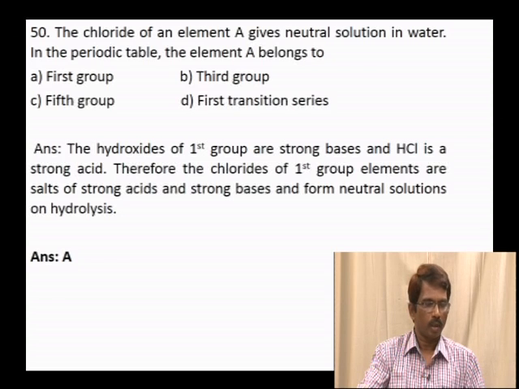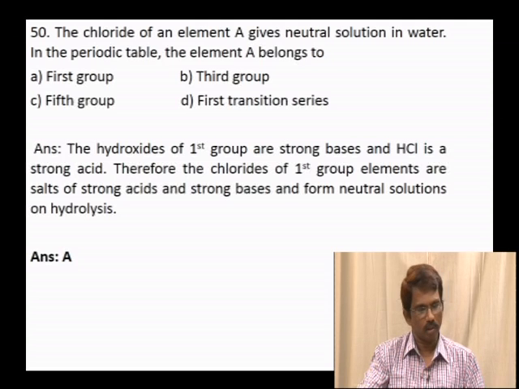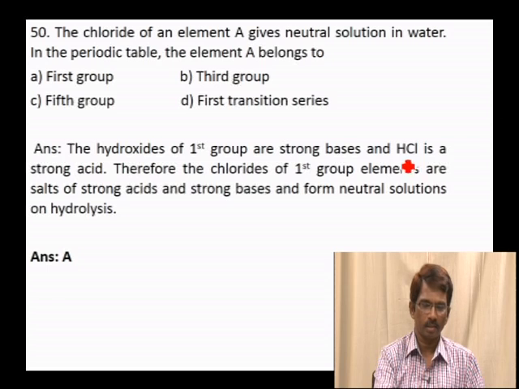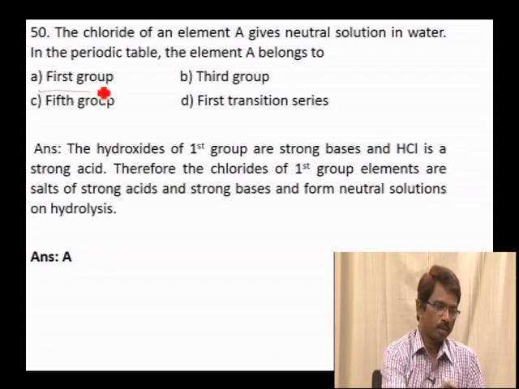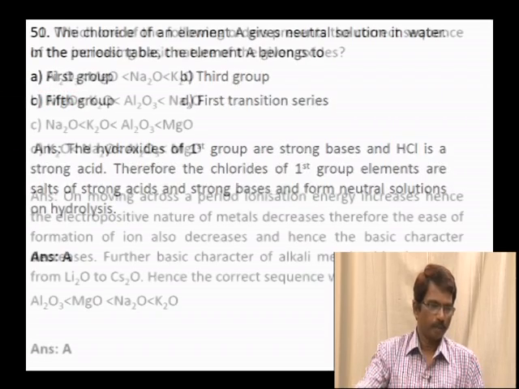the chloride of an alkali metal in solution undergoes hydrolysis, producing a strong base, that is alkali metal hydroxide, and HCl, which is a strong acid. Since you get a strong acid and a strong base in solution, it will be neutral, and therefore the chlorides of first group elements are the salts of strong acids and strong bases and produce neutral solutions on hydrolysis, and obviously the correct answer is option A.